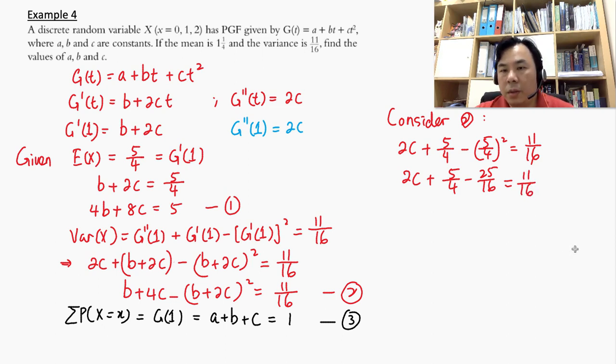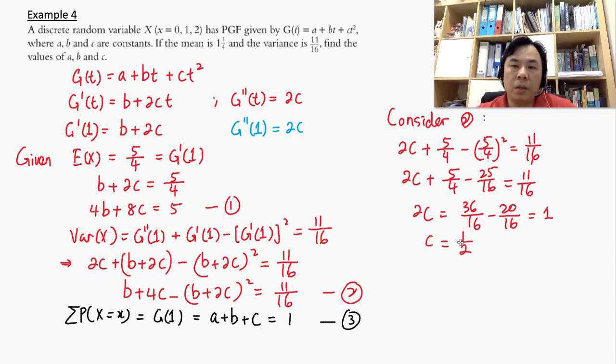So therefore, I will have 25 over 16 there equal to 11 over 16. I'll have 36 over 16 minus 20 over 16. So therefore, I would be able to get 1. Then you will see that your C is basically just half. Once you obtain the C, we could substitute this one back into equation number 1 now.